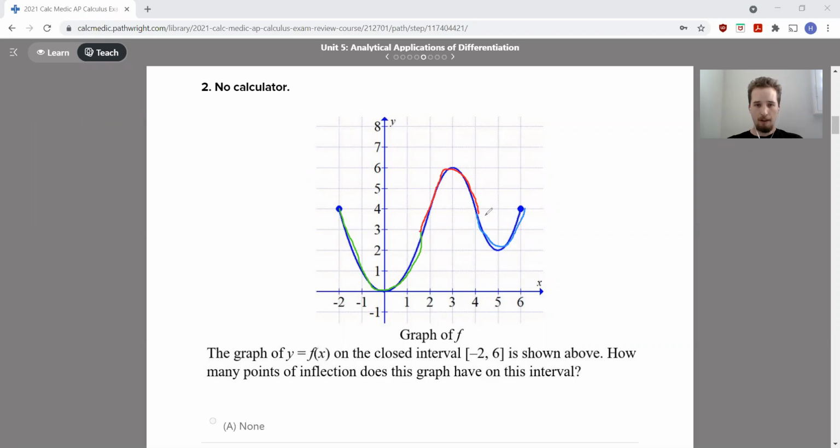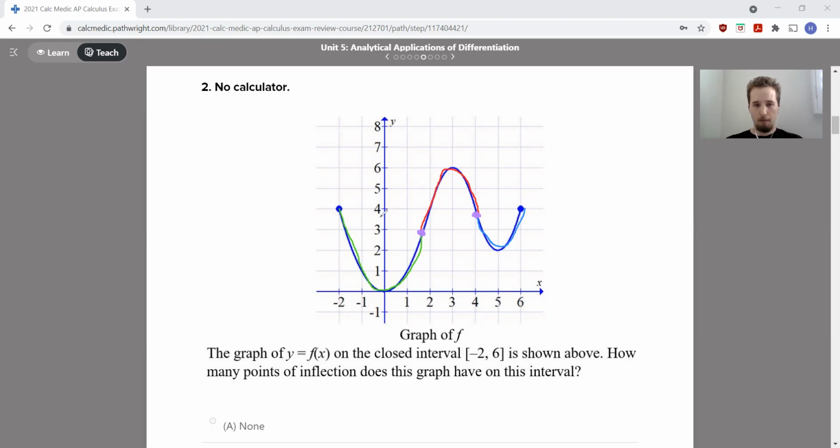So what we end up having is a point here where it changes concavity, and then we have a point here where it changes concavity. And we can't determine that it changes concavity at each of these endpoints.